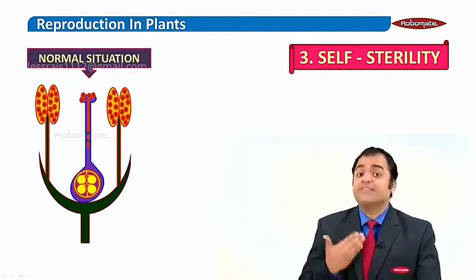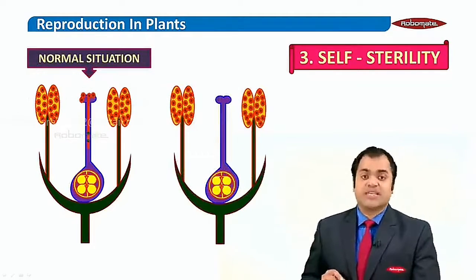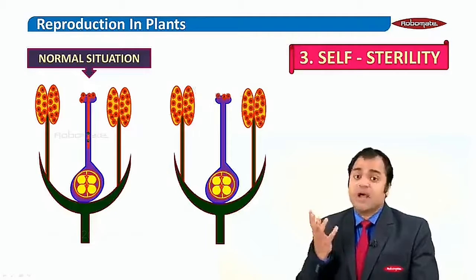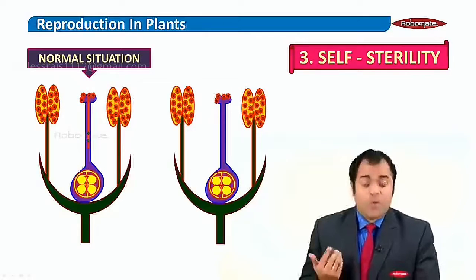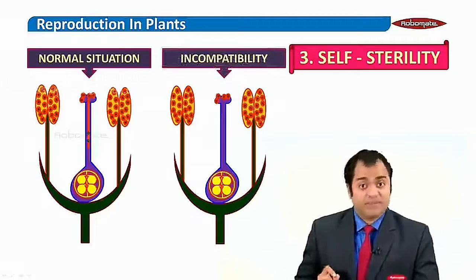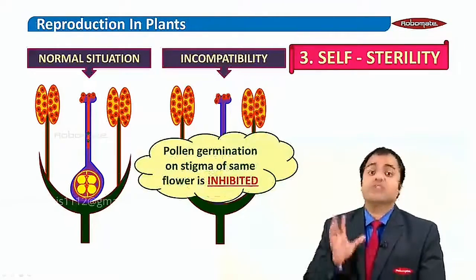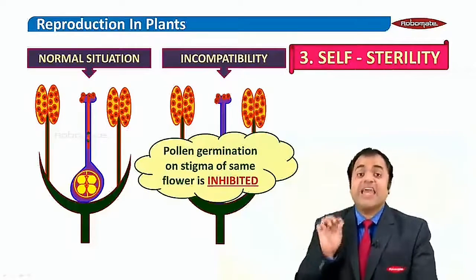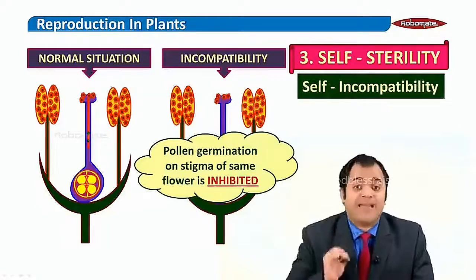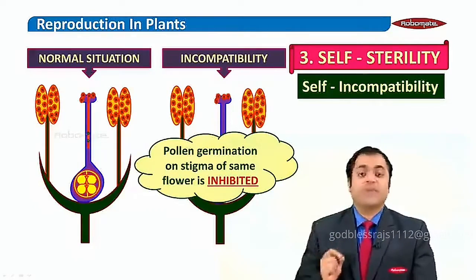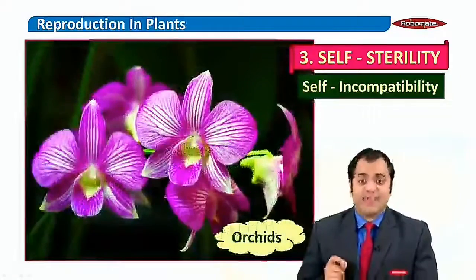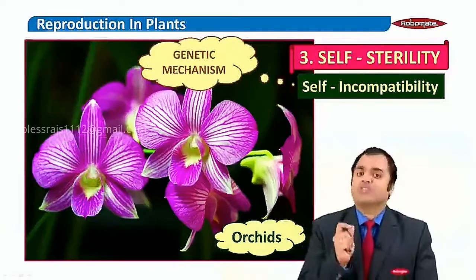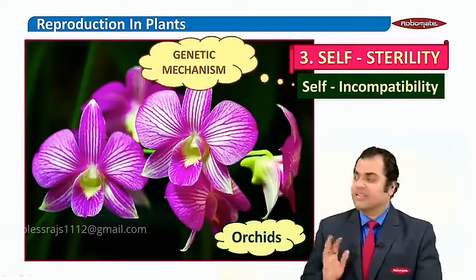But what happens in self-sterility? In self-sterility, even though the pollen is transferred onto the stigma, the stigma is not letting the pollen germinate. Why? Because the two are incompatible. So when the pollen germination on the stigma of the same flower is inhibited, it is called self-sterility. It is also called self-incompatibility. And you observe this phenomenon very much in orchids. Also remember, self-sterility actually has a genetic mechanism associated with it. So that is self-sterility.